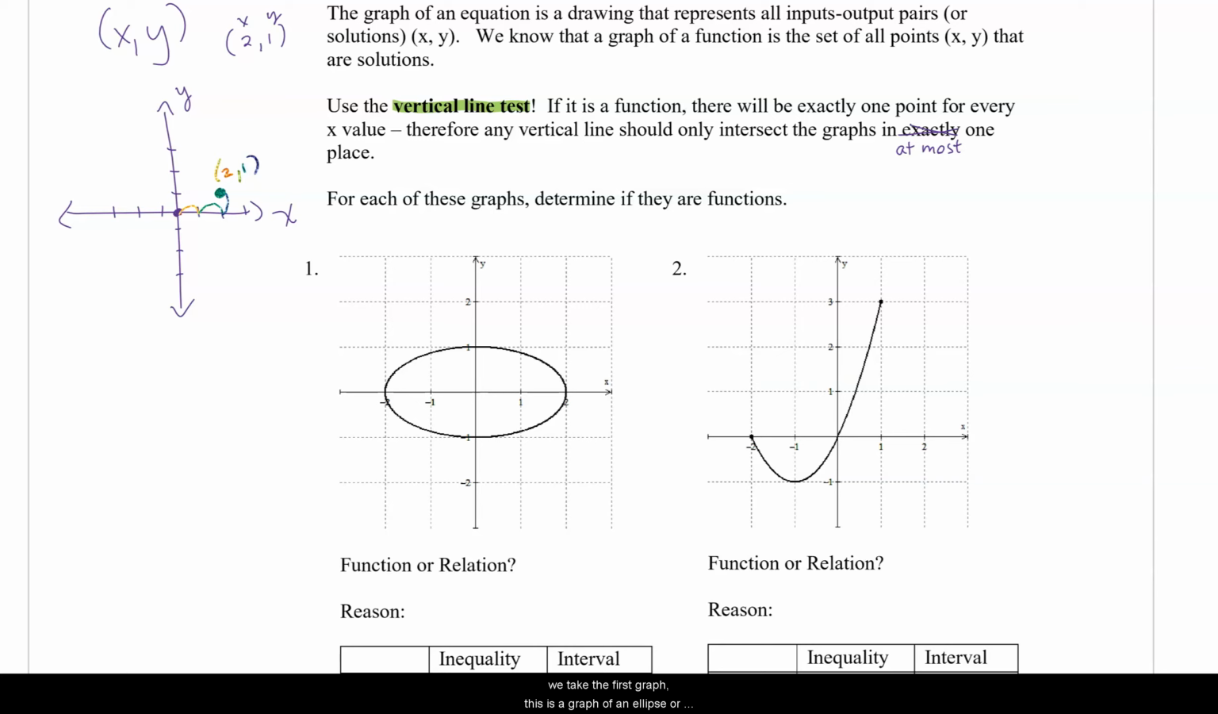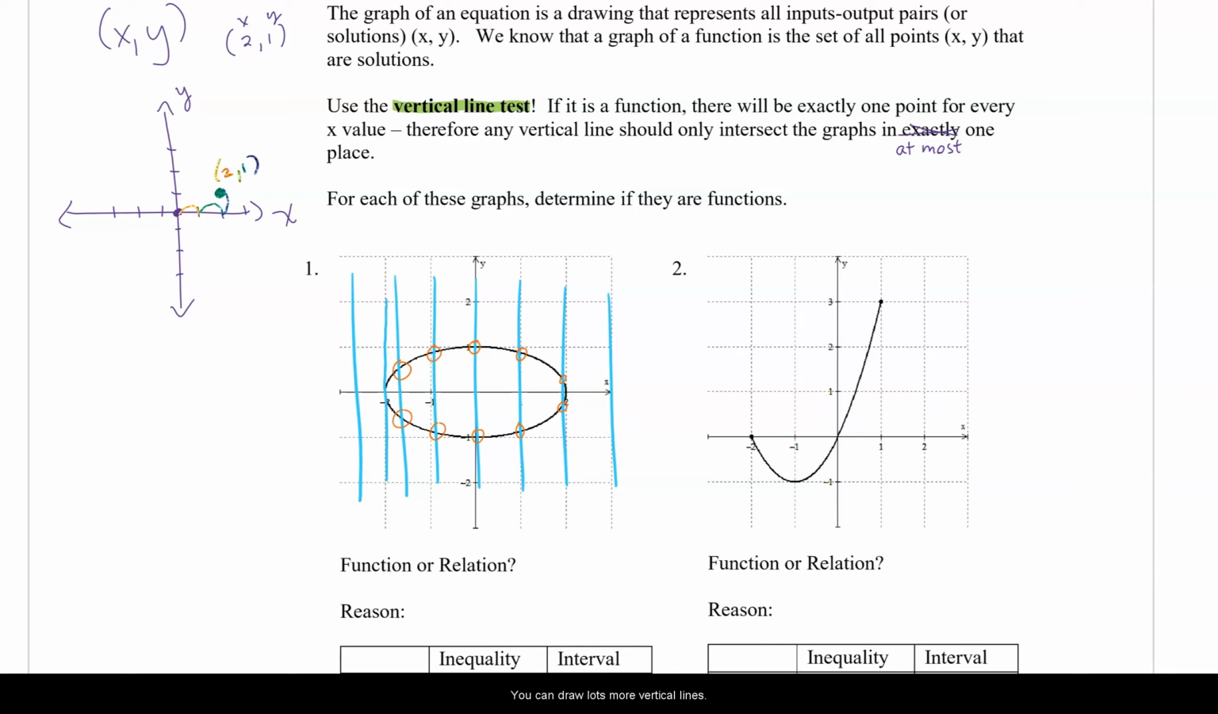This is a graph of an ellipse or an oval, and we can draw vertical lines. My vertical lines aren't perfect, but the idea is we draw vertical lines on the graph, and then we look. Looking at one vertical line, how many times does it intersect the graph? I'm intersecting the graph in more than one place. We can draw lots more vertical lines.